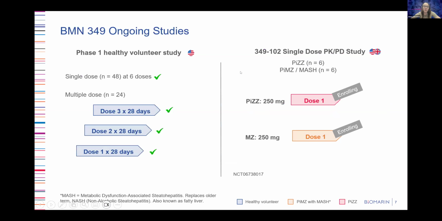I want to give an overview of where we are with this program. On the left, you can see we first studied this drug in healthy volunteers. We've looked now at 6 different doses at a single dose, and then 3 different doses in multiple doses. This data should help us move forward in terms of what is a safe dose that we think will act as it's supposed to.